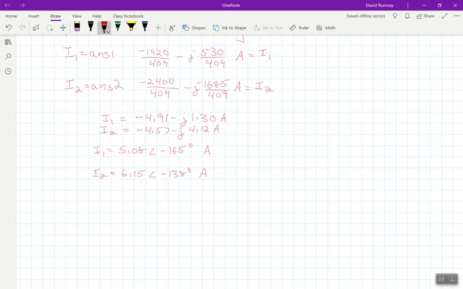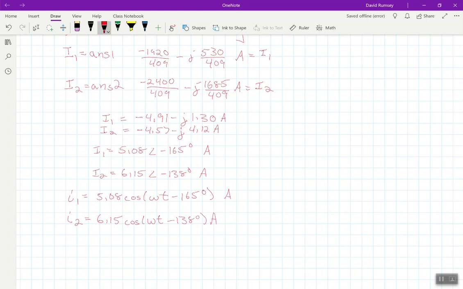It's not necessary to do this step, but I always like to do it. What that means is we have I1 equals 5.08 cosine omega t, because I have no idea what the frequency is, minus 165 degrees amps, and I2 is equal to 6.15 cosine omega t minus 138 degrees amps.